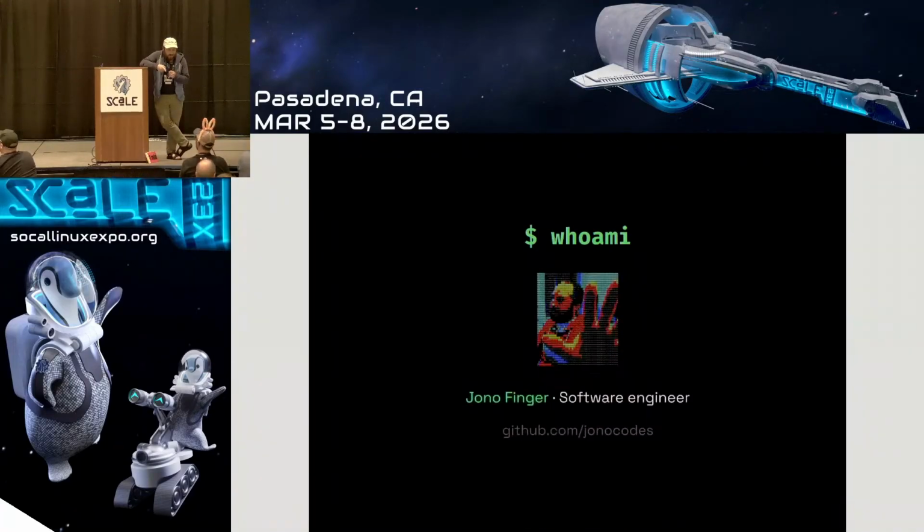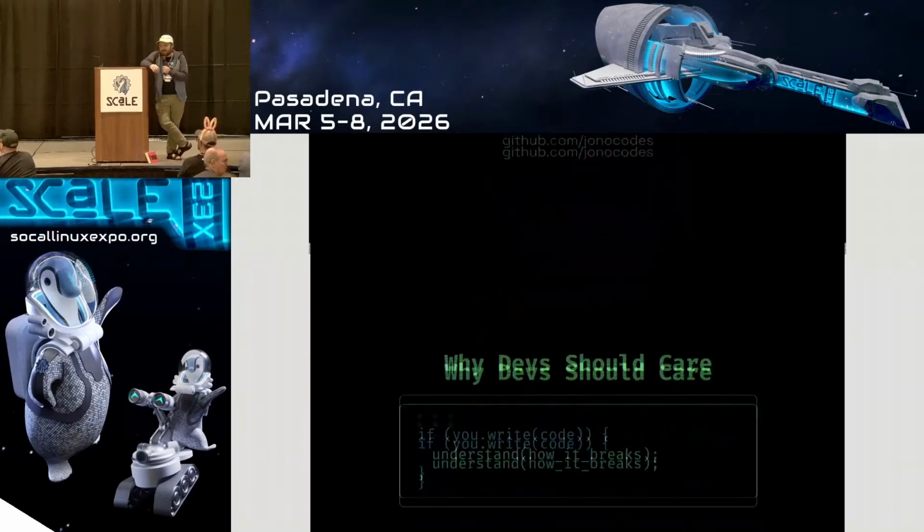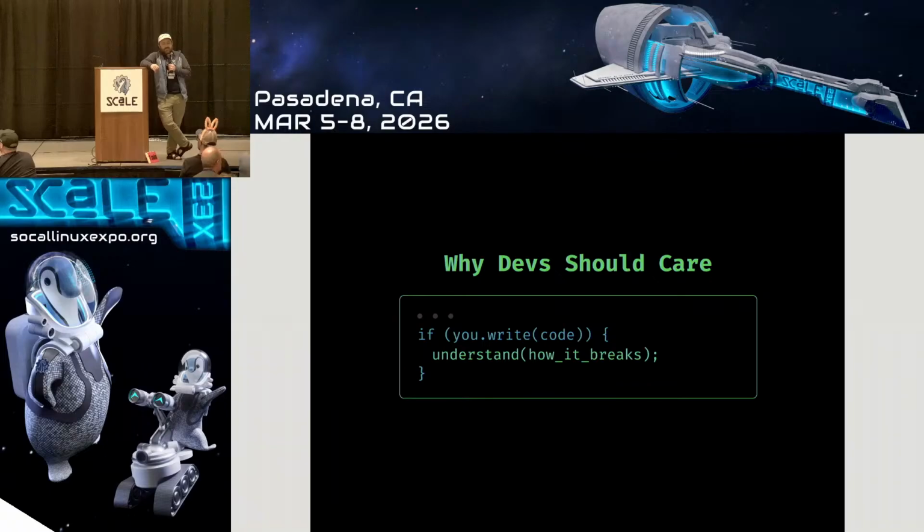What can I say about me? I am a software engineer. I've been doing it for a long time. I also do a bunch of open source stuff. And security stuff is very interesting to me. Working on development teams, you'd be surprised how many people have not heard of the OWASP Top 10. Why should you care? If you're writing code, you need to understand why it breaks. And it's a lot of fun to break, also.